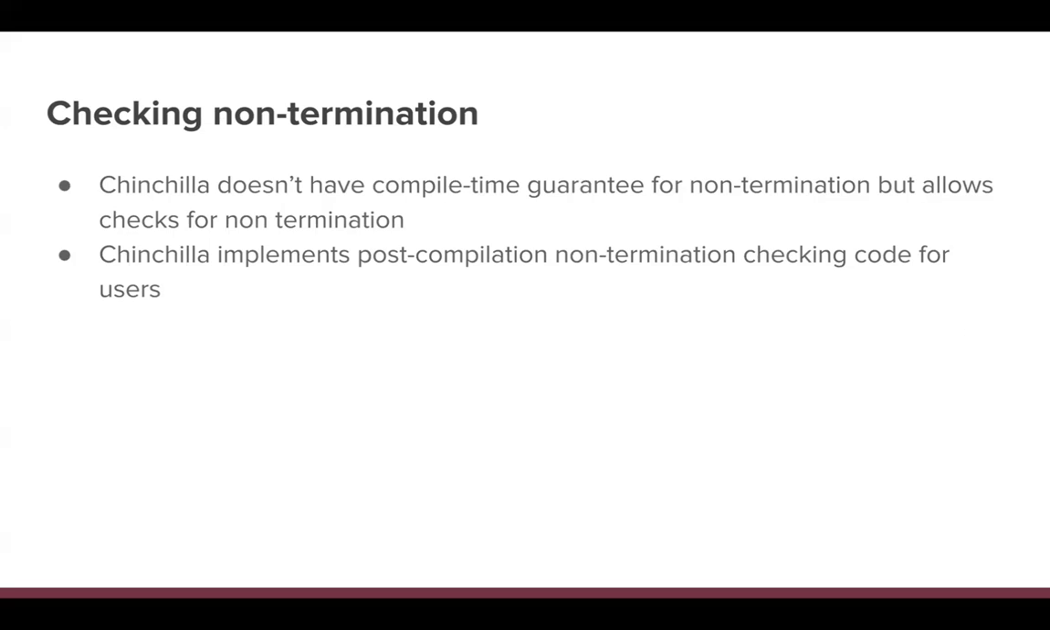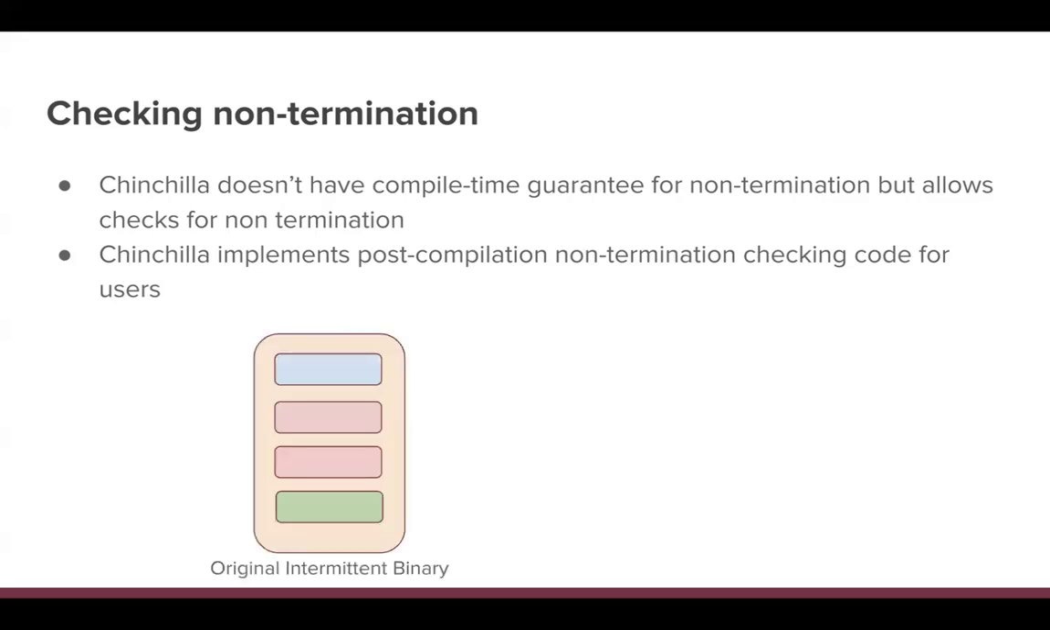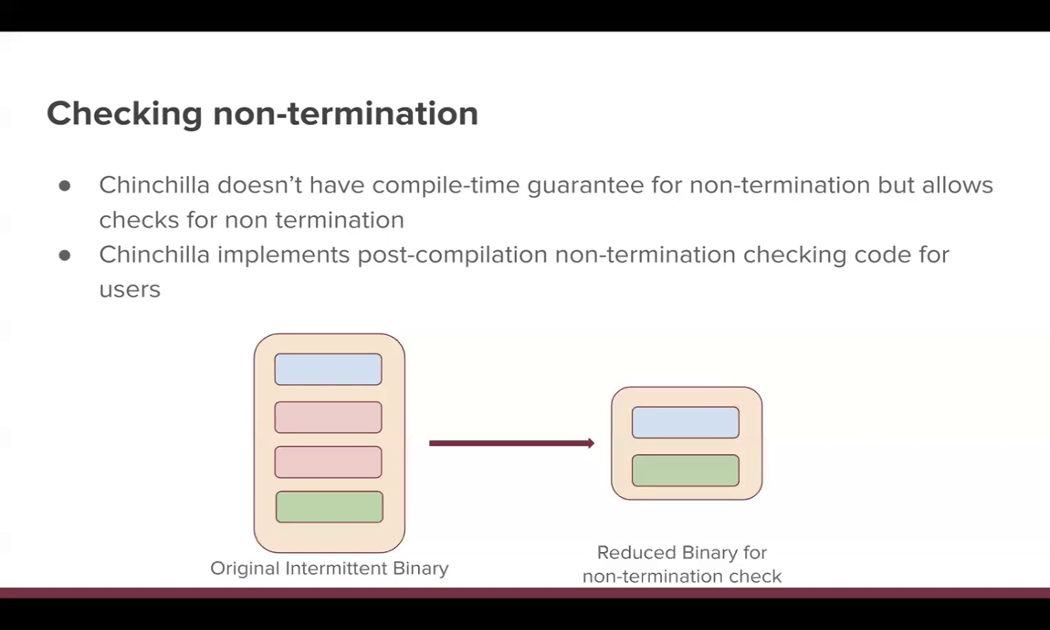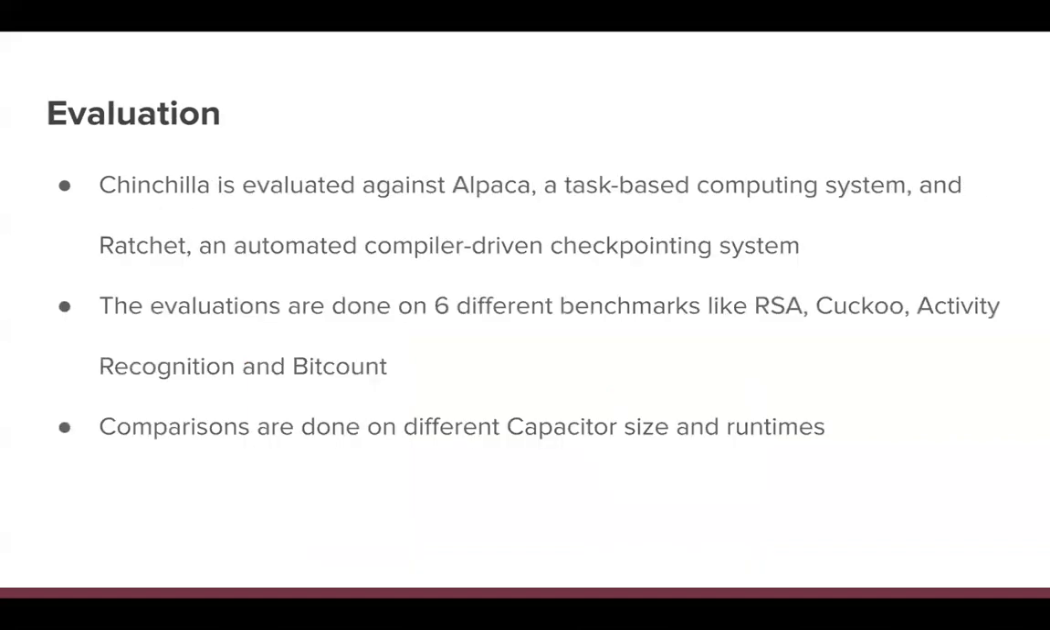Now, it implements post-compilation non-termination checking code, which users can use to determine whether there is a non-termination condition in their program or not. The way this works is that if this is the original intermittent binary with the four basic blocks represented here, and the basic block that we want to check is the green one, because checkpointing is a basic block level functionality in Chinchilla, then Chinchilla provides a script which transforms this code into a code which only has the target basic block that we want, as well as just the initialization routine that we have. And this is the reduced binary that is used for non-termination checks.